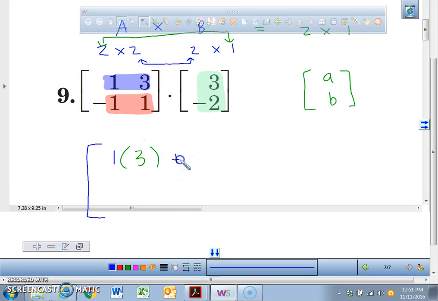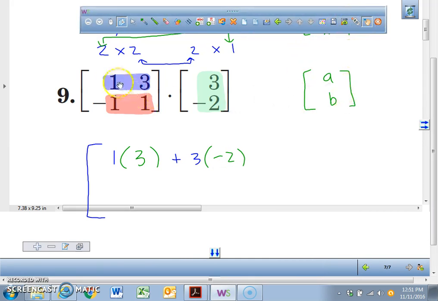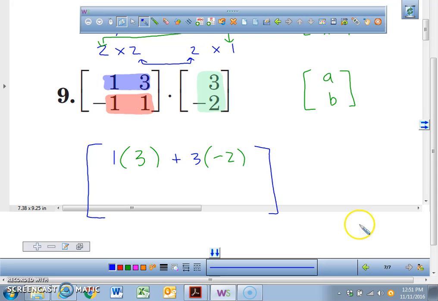Then you're going to say plus. Now what are we going to move over to? We've done the 1, now we're going to move over to the 3. So we're going to take 3. We're going to multiply it to -2. Very good. So we'll review it real quick. Ready? First number times first number. There's the 1 times 3. Plus second number times second number. There's the 3 times the -2. By the way, you are done with the first row. That's as far as you can go with the first row.